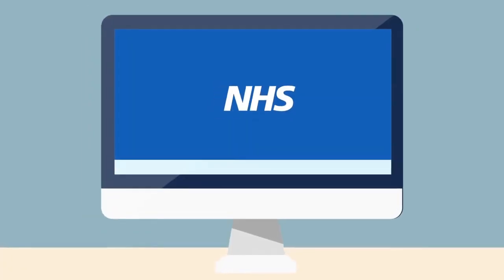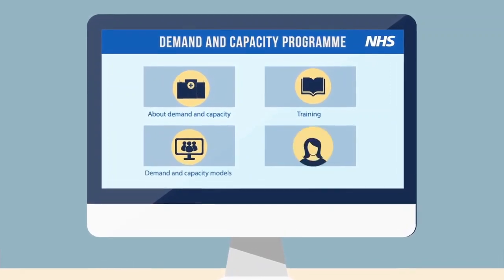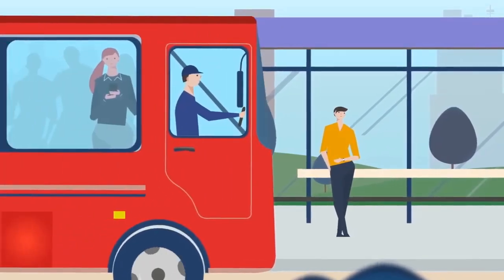Learn more about demand and capacity planning with the resource pack available as part of the joint National Demand and Capacity Programme, and help Colin on his way.